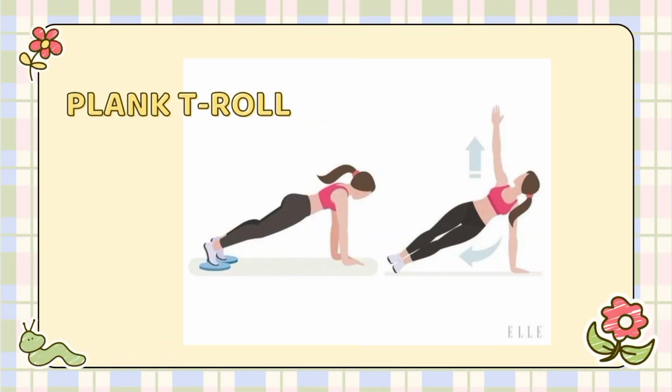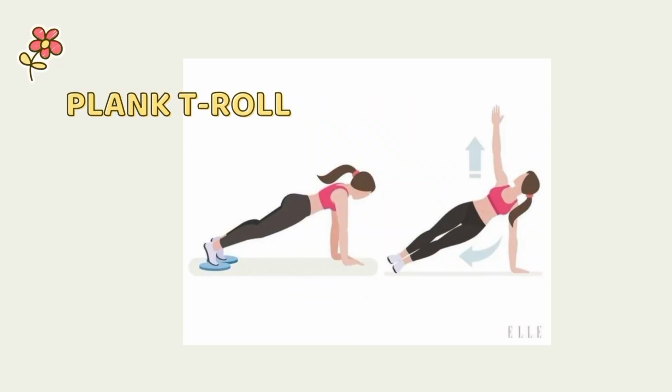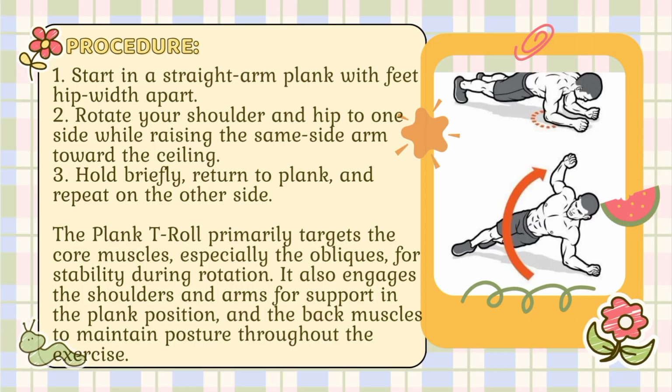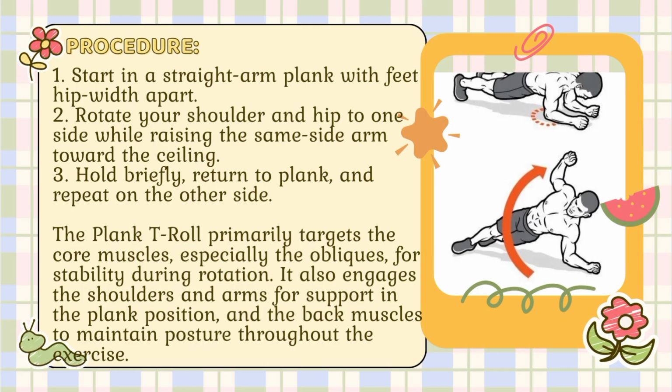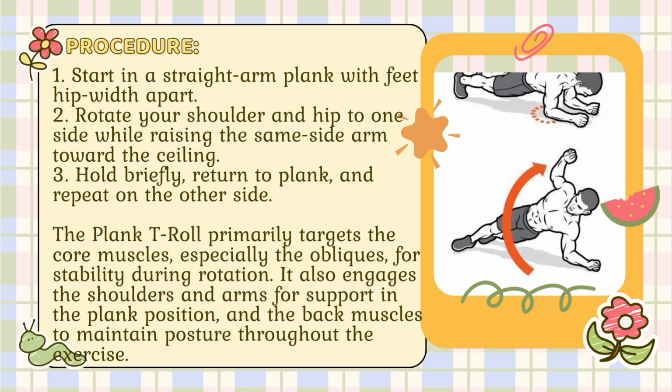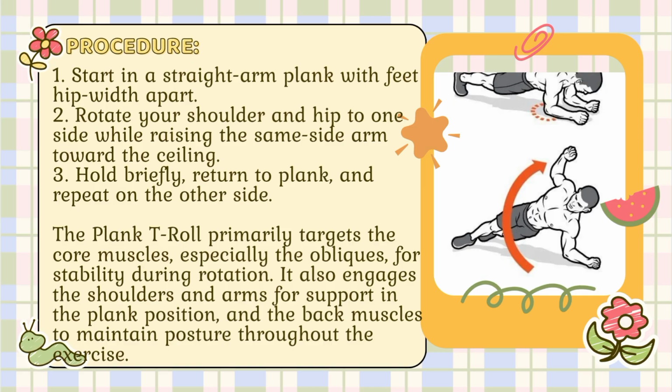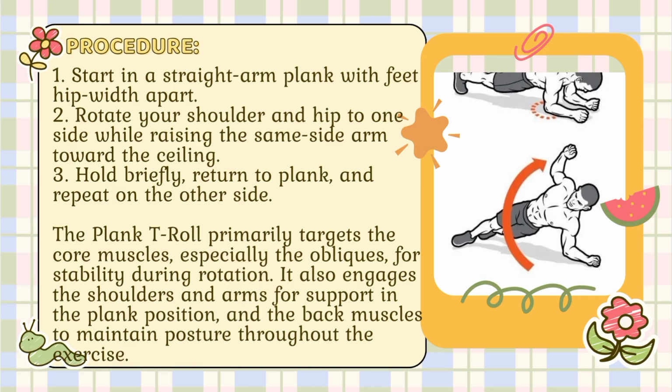Next is plank T roll. In order to do the plank T roll, first, you start in a straight arm plank with feet hip-width apart. Second, rotate your shoulder and hip to one side while raising the same side arm toward the ceiling. Third, hold briefly, return to plank, and repeat on the other side.